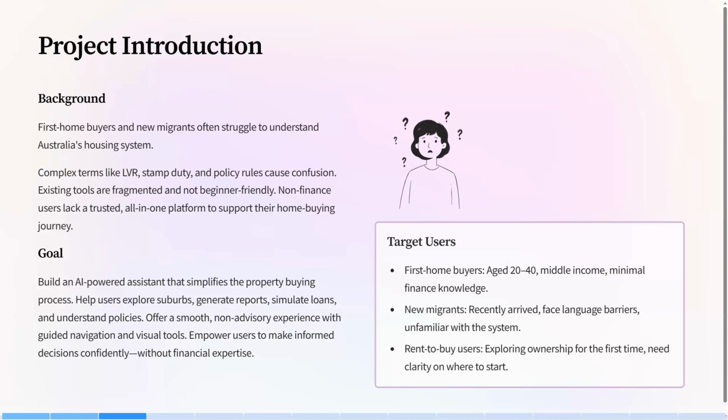So as a result, you spend lots of time, lots of effort on this topic, but end up you learn nothing. You're exhausted and you decide to back off. So this issue is very common in Australia. And that is also the problem we Sandy AI want to address. Sandy AI is an AI-powered assistant that simplifies the property buying process.